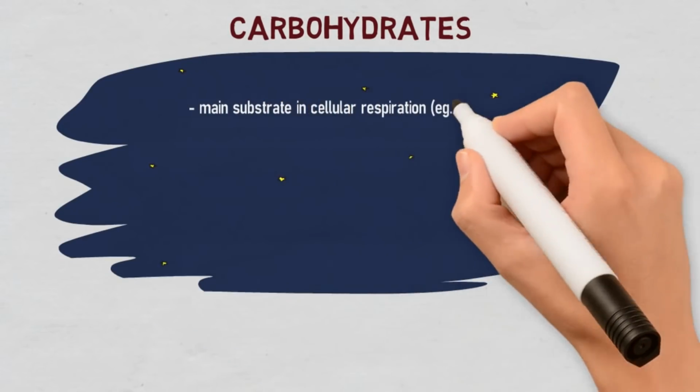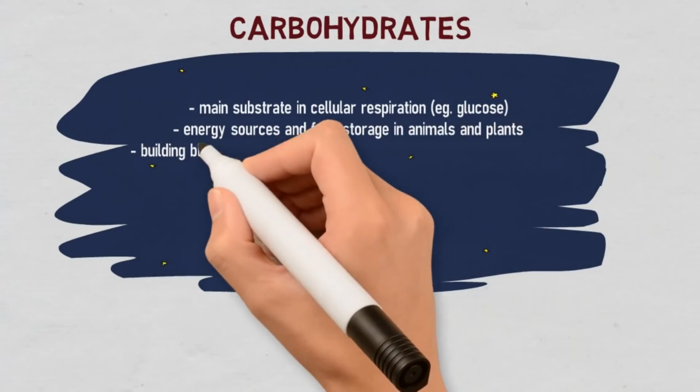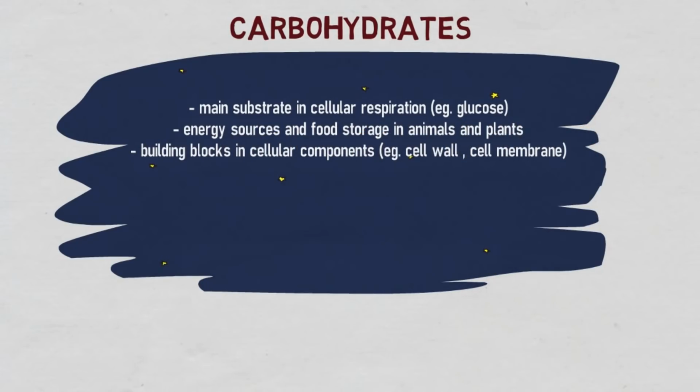We are going to look at carbohydrates. It is the main substrate in cellular respiration, for example, glucose. It also acts as an energy source and food storage in animals and plants. It builds blocks in cellular components, for example, cell wall and cell membrane.